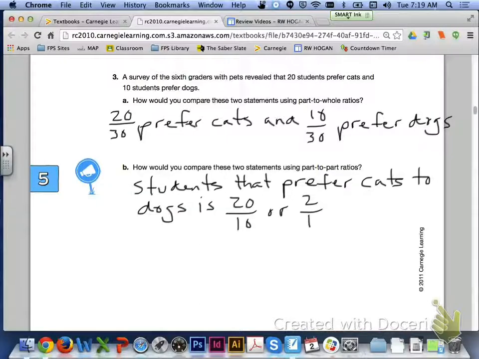If you take a look at letter A, out of the 6th graders that were surveyed, 20 out of 30 students prefer cats, and 10 out of 30 students prefer dogs. And for letter B, out of the 6th graders surveyed, the ratio of students who prefer cats to students who prefer dogs is going to be 20 to 10 or 2 to 1.